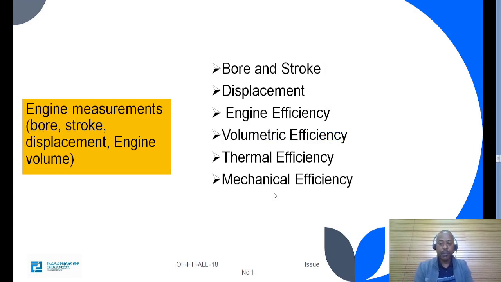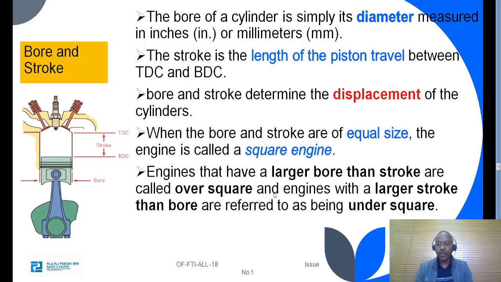Engine measurements: bore, stroke, displacement, engine volume, and also efficiency, like engine efficiency, volumetric efficiency, thermal efficiency, mechanical efficiency. Bore and stroke. The bore of a cylinder is simply its diameter, measured in inches or millimeters. The stroke is the length between TDC and BDC.